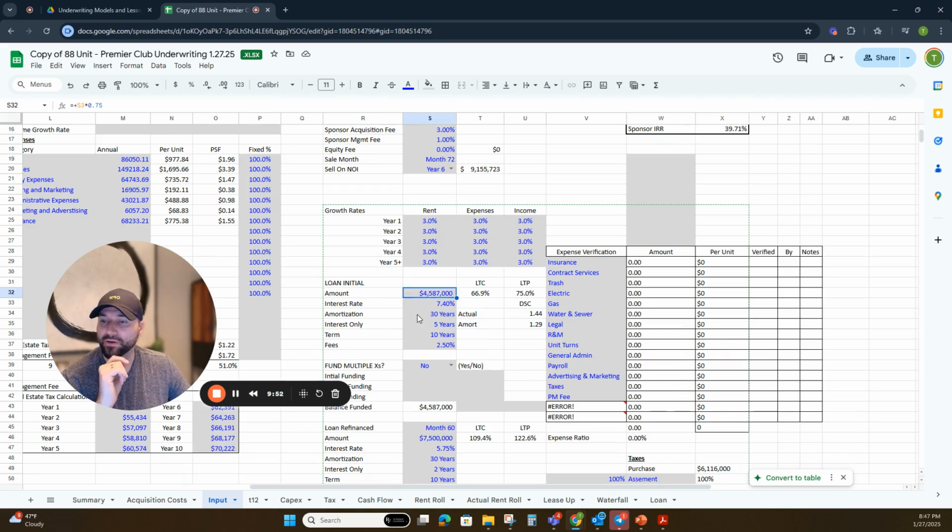Here's your loan amount, right? 4,587,000. Your interest rate, again, if you get a lower interest rate, make that adjustment. It's going to impact the rest of your numbers. Your amortization, always look for an amortization of 30 years, interest only for 5 years.